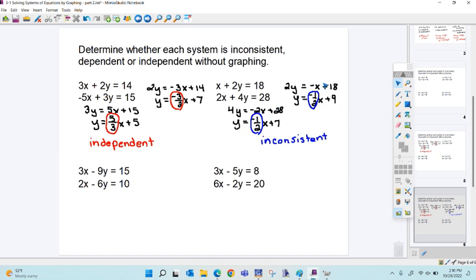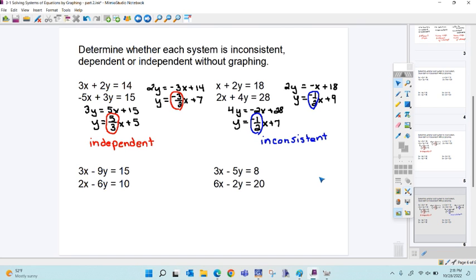So let's get the last 2. Go ahead and solve for y. Take a minute to solve for y, and then determine whether it is dependent, independent, or inconsistent.